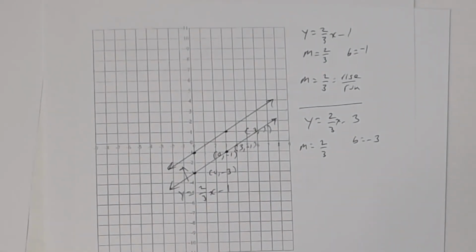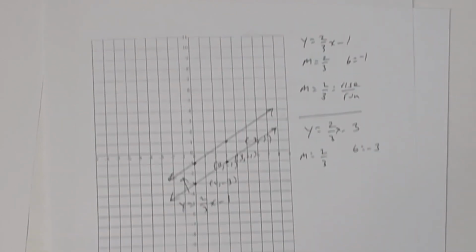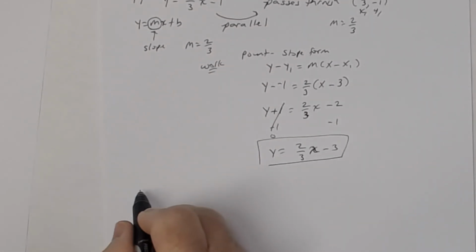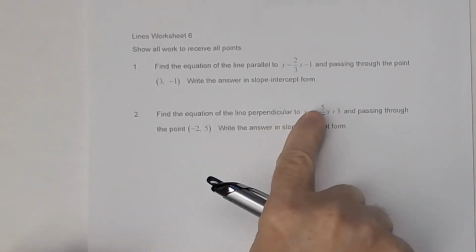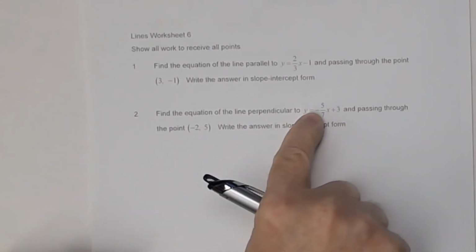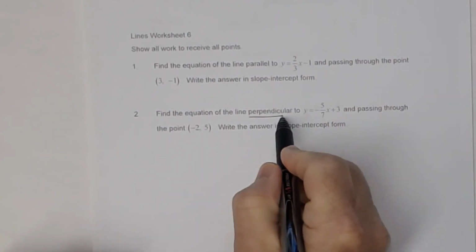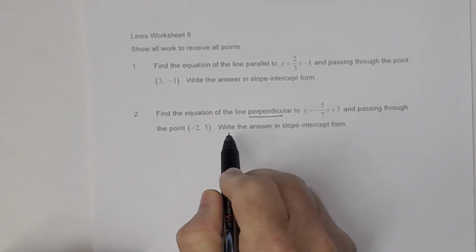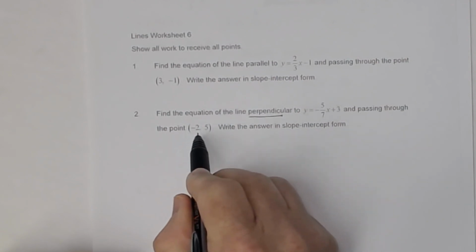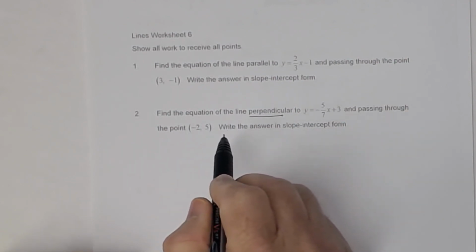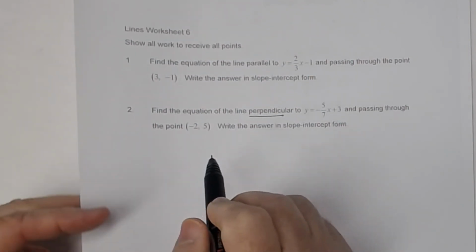All right. So that is number 1. So that's the work for number 1 here. Okay. Now let's look at number 2. So number 2, you're told that this time this line here is perpendicular. So notice the word perpendicular here. Perpendicular to the line that contains this point. All right, so remember, perpendicular lines have slopes that are negative reciprocals of each other.